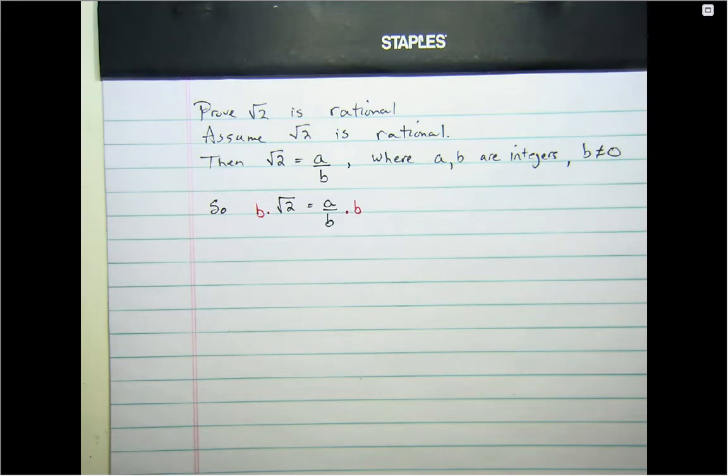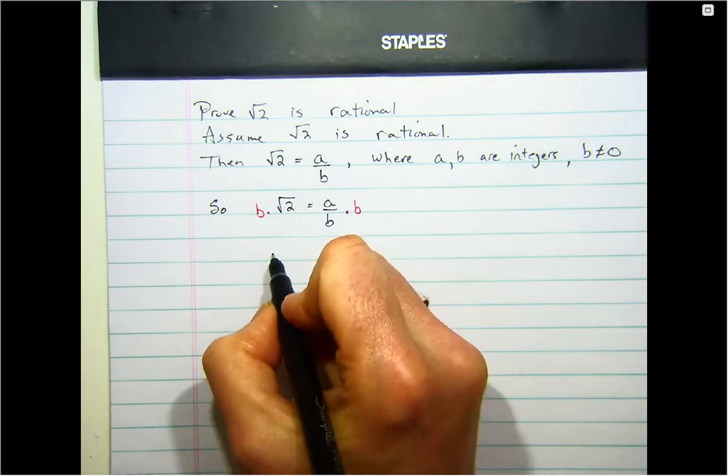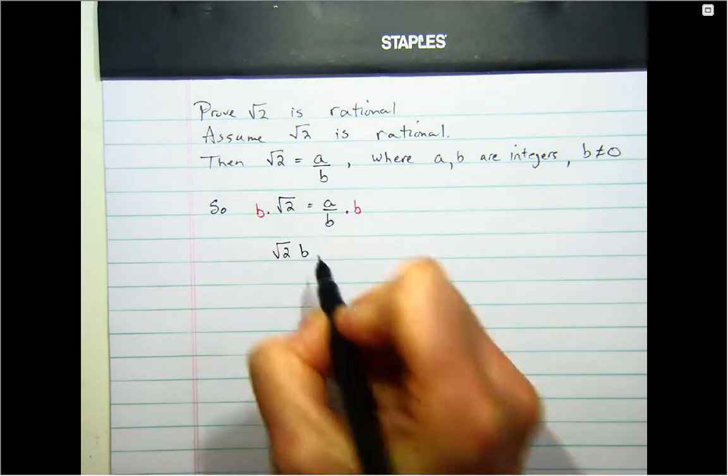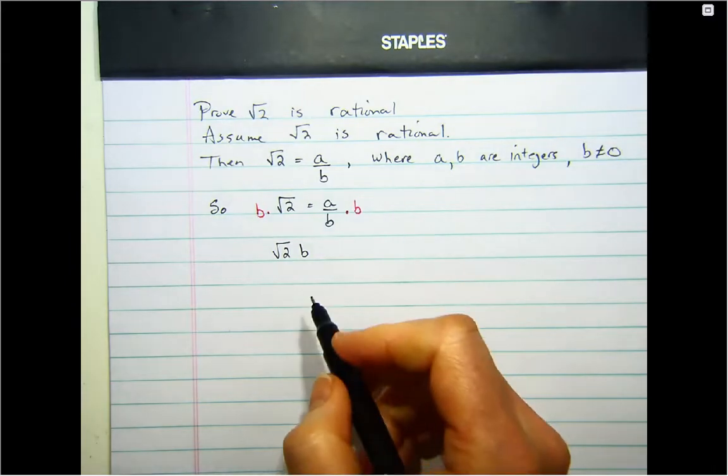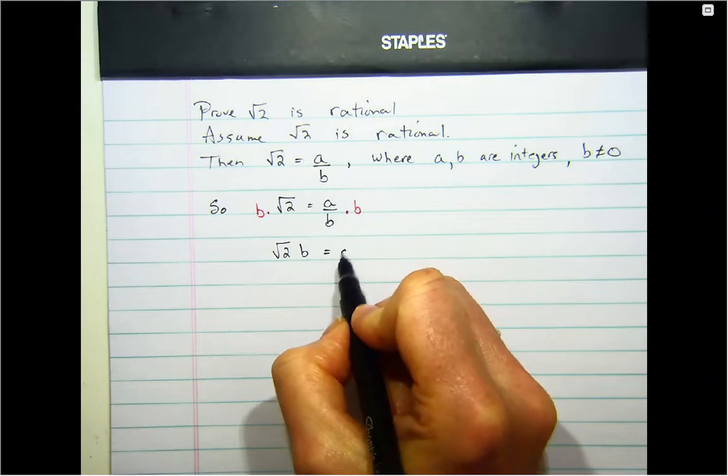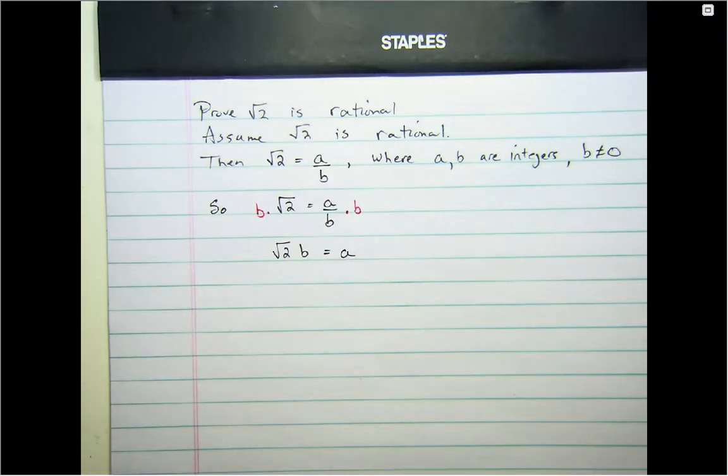So on the left-hand side, you have the square root of 2 times b. Don't let your b slide under the square root symbol, okay? On the left side, you have the square root of 2 times b. On the right side, we have just a, because the b on the top of the fraction and the b on the bottom of the fraction cancel each other out.